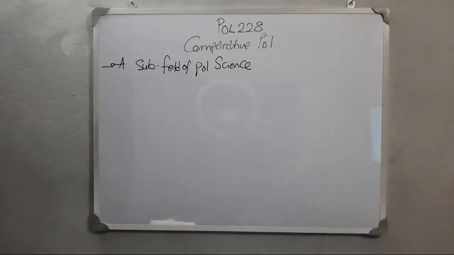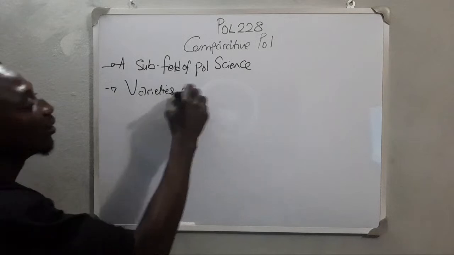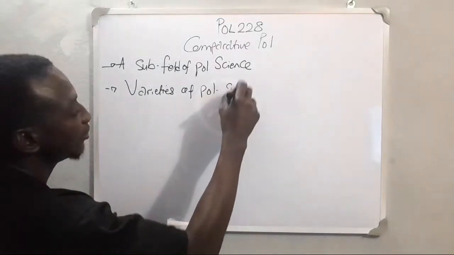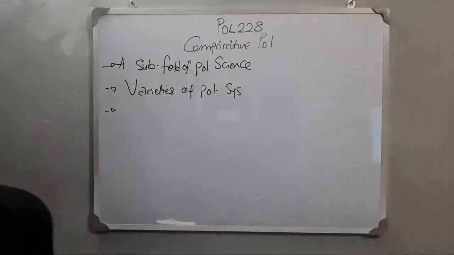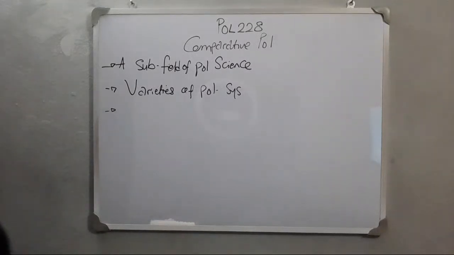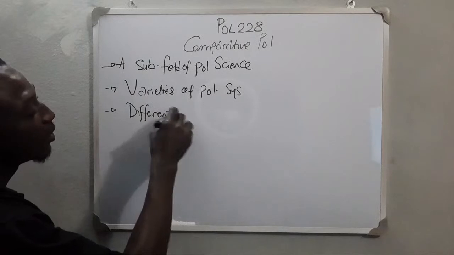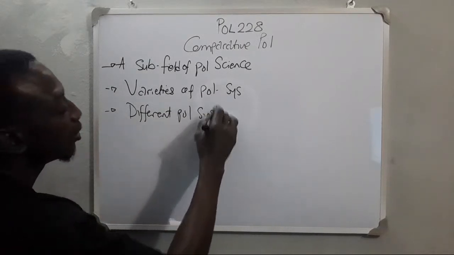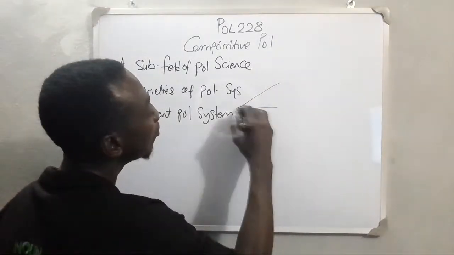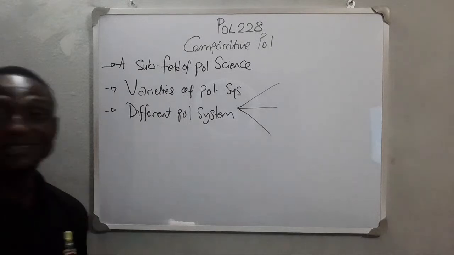There are varieties of what? Political systems. The different political systems capture an enormous variety, as a result of different political systems. Now, this gives room for enormous varieties of institutions, processes, and interaction.